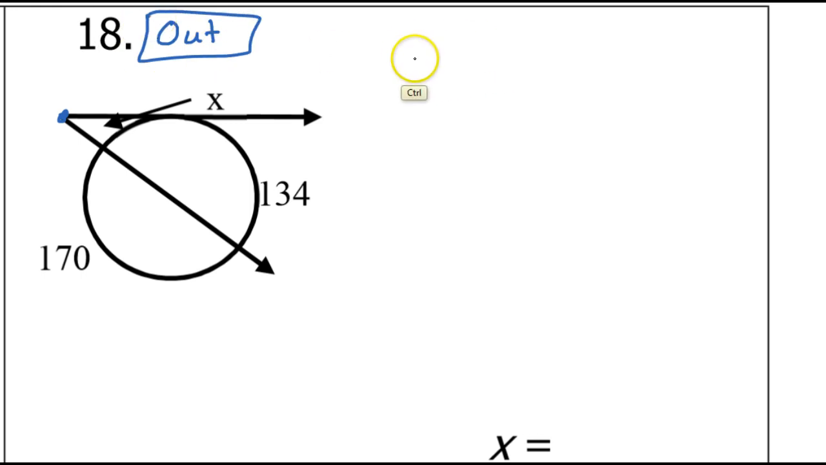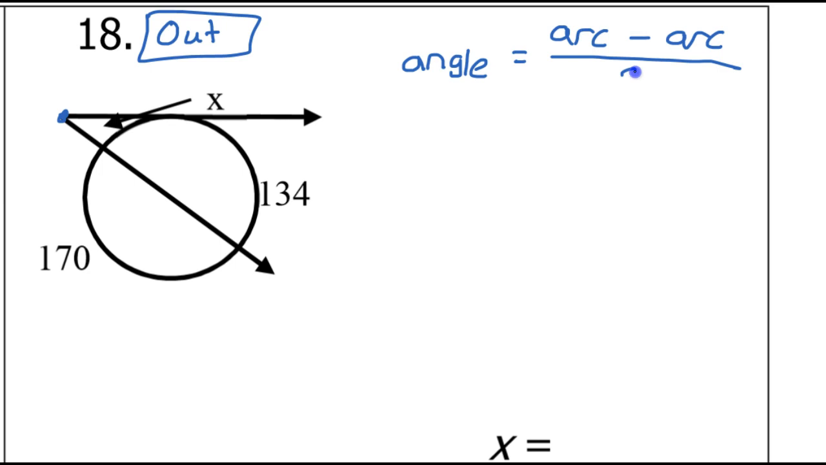So the formula for this situation is angle is equal to arc minus arc divided by 2. And again, I hope you're finding yourselves beginning to memorize these formulas, all right? Because when the quiz comes, you're not going to be given the formulas. So the angle is what we're looking for, so that's great, that's helpful. So I'll go ahead and put X for that.